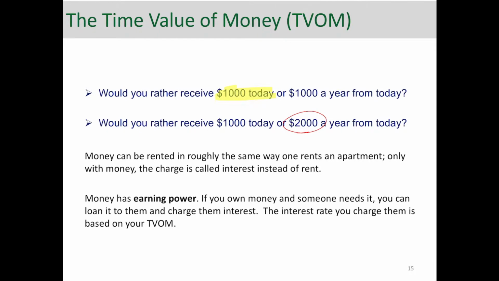What we're doing here by asking these questions is we can realize that money can essentially be rented in roughly the same way that one rents an apartment. When we're renting an apartment, we're essentially giving that space and we're charging money, and at the end of the period, we're getting the space back. So the rent is an analogy for the interest rate when you're renting your money. And money has earning power. If you own money and someone needs it, you can loan it to them and charge them interest. The interest rate you charge them is based on your time value of money. So there is an interest rate here that represents your time value of money. In this case, the interest rate or the time value of money was 100%, because you're doubling the amount.